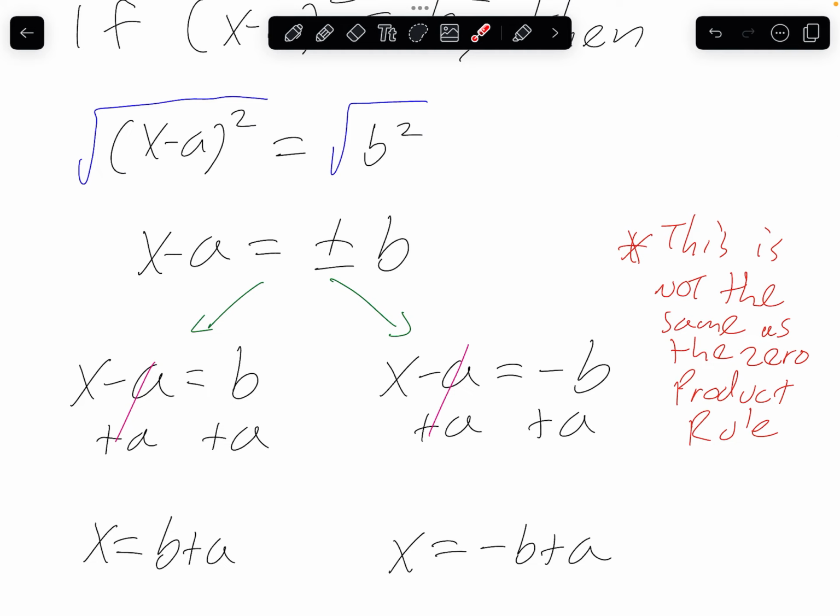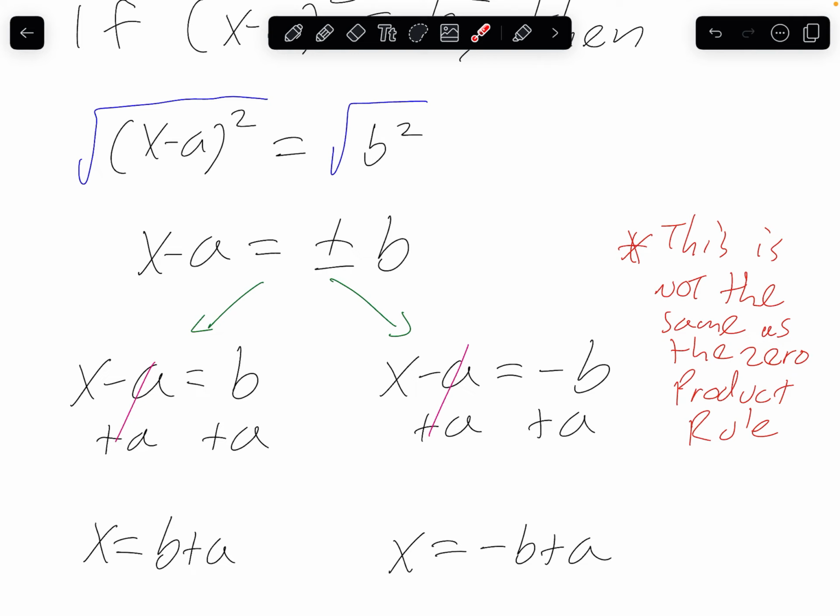X is equal to b plus a, x is equal to negative b plus a. We get two answers. This is not the same as the zero product rule. The zero product rule means that this is set equal to 0, and then that means each factor is equal to 0. This is the result of x minus a being equal to two different answers, positive b and negative b.